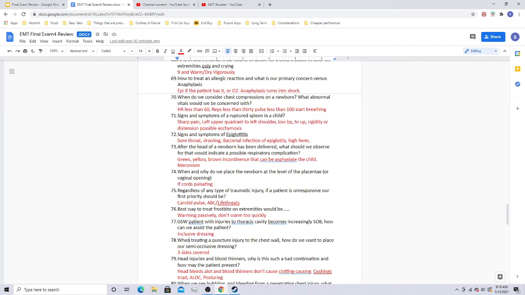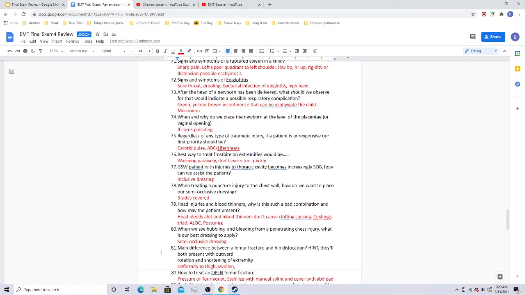Gunshot wound victim with injuries to the thoracic cavity becomes increasingly short of breath. Can we assist the patient? Occlusive dressing, ALS will help, and they will pop them with a chest tube, because that can either be a hemothorax or pneumothorax. But yeah.